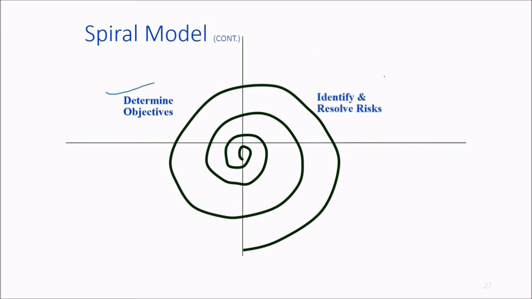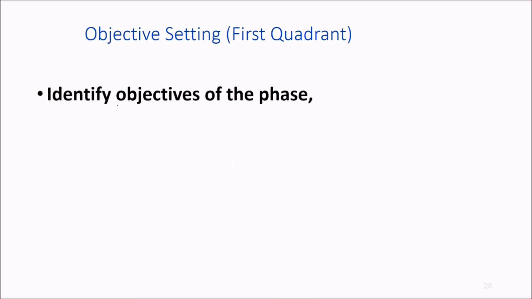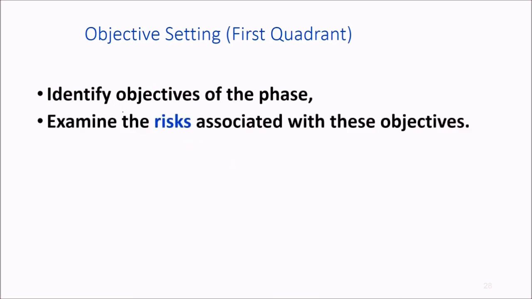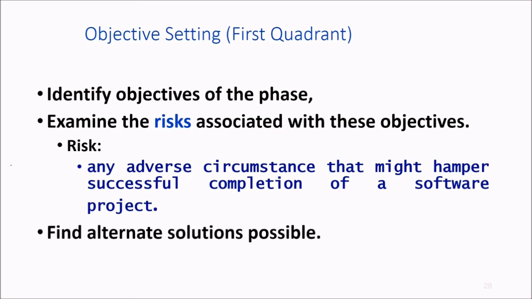We need to determine the objectives, identify and resolve risk, then develop the next level of the product, and then have customer evaluation of design. So first may be feasibility, then requirement specification, design, and so on and so forth. What is the objective setting in the first quadrant? Identifying objectives of the phase means examining the risk associated with these objectives. What are these risks? Any adverse or unacceptable circumstances that might hamper the successful completion of a software project. And then finding the alternative solution possibility.